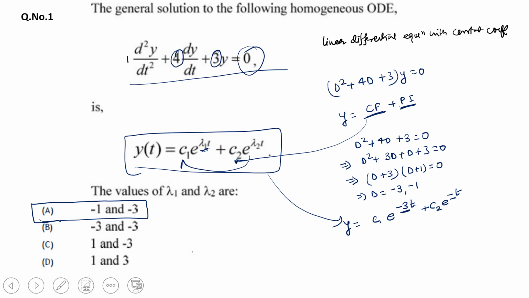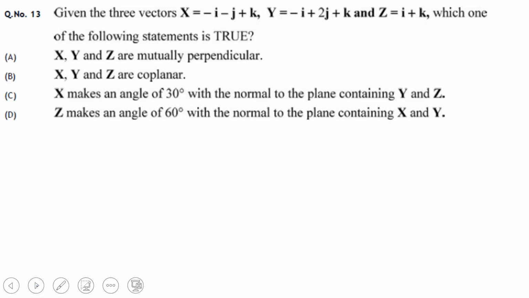Okay, now next one. Given the three vectors x = -i - j + k, y = -i + 2j + 2k, and z = i + k, which one of the following statements is true? So which is true? So let us go one by one. So x, y, z are mutually perpendicular. Now suppose if x, y, z are mutually perpendicular, that means it will be like this: x, y, z, right? So they will have 90 degrees.